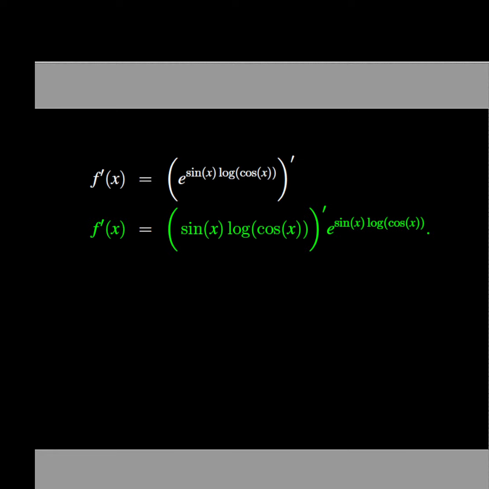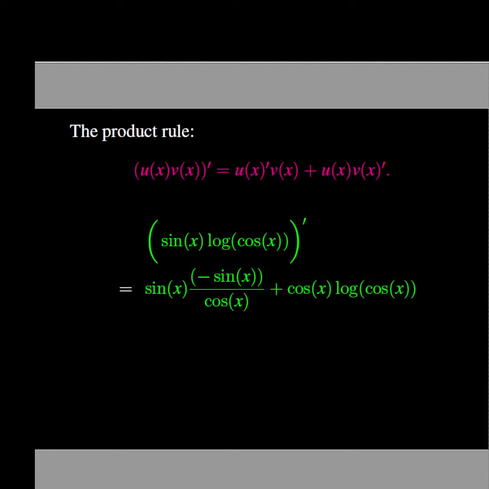Using the chain rule, the derivative of f is equal to the derivative of the product sine of x times logarithm of cosine of x, times the exponential of the product sine of x times the logarithm of cosine of x. Observe that in order to find the derivative of the quantity sine of x times logarithm of cosine of x, we need to use the product rule. In this case, the derivative is sine of x times the fraction negative sine of x over cosine of x, plus cosine of x times logarithm of cosine of x.